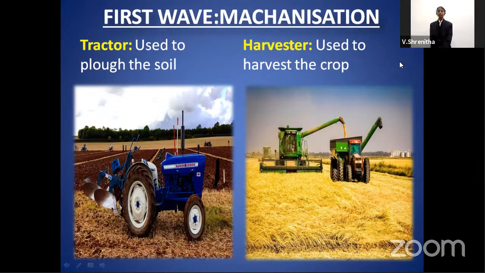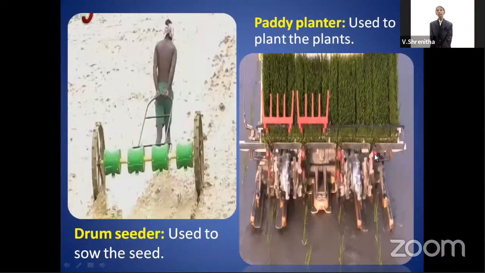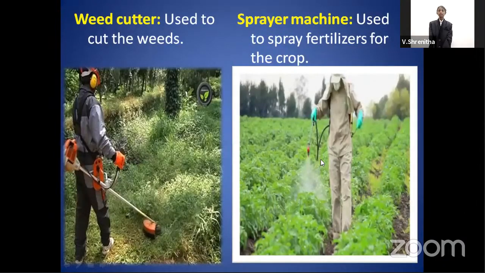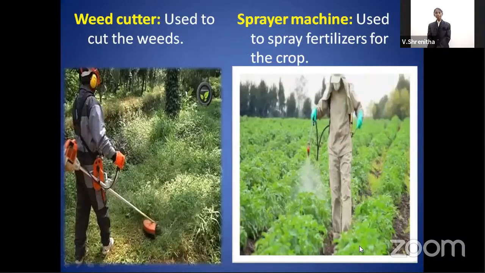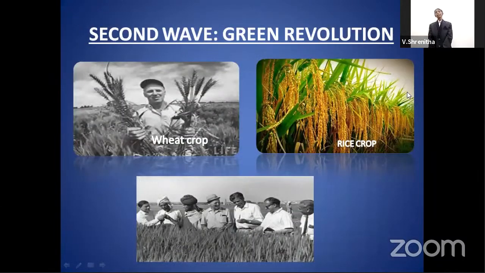So next we'll go with weed cutters. We all know that weed cutters are used to cut the weeds in crops. And the next one is sprayers. We all know that sprayers are used to spray insecticides or different types of chemicals in the field. And the next one is the drum seeder. We all know that a drum seeder is used to sow the seeds. And the next one is the paddy planter. We all know that a paddy planter is used to plant the small seedlings of paddy or different types of crops. So this is the first wave, which deals with very simple machines in mechanization.